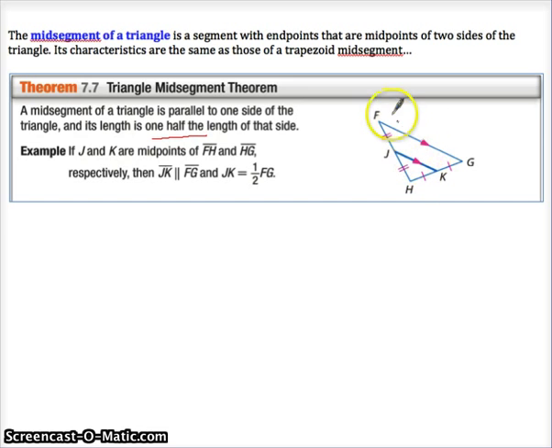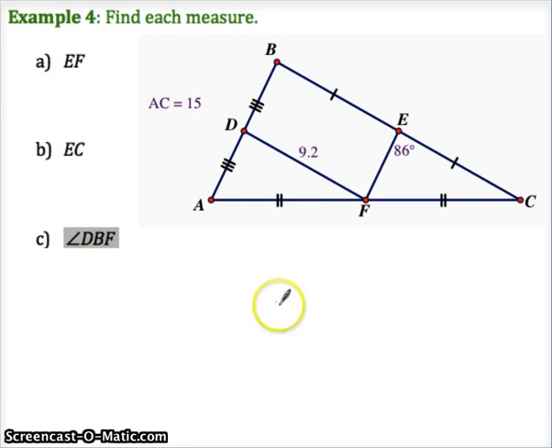So this JK is half of FG. The little triangle, because we know this ratio is equal, we know that HK is half of HG. That means that the ratio of the length of the little triangle to the length of the big triangle is always half. So JK is half of FG, and I'm serious. So let's do some of those.